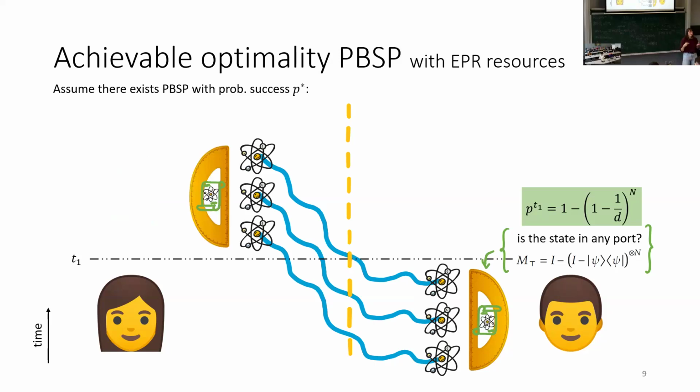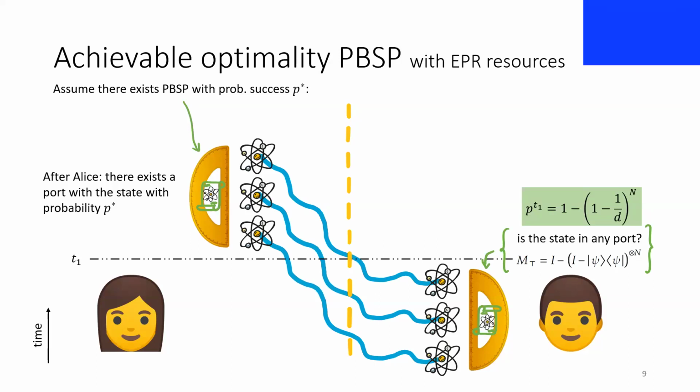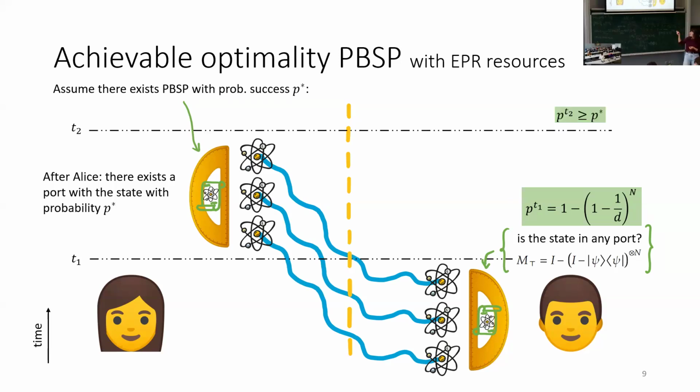And if there exists a port-based state preparation protocol with probability of success P star, then with probability P star, after Alice makes the measurement, there will exist a port that contains the state, because that's just the correctness of port-based state preparation. Now imagine that instead of at time 1, Bob makes the measurement at time 2. Then the probability of Bob finding the state in some of the ports will be bigger than P star, because by correctness, Alice has found it in some of the ports.